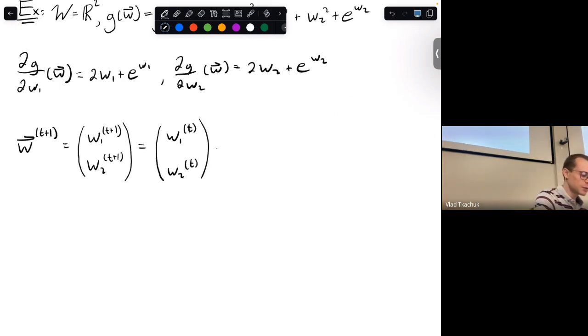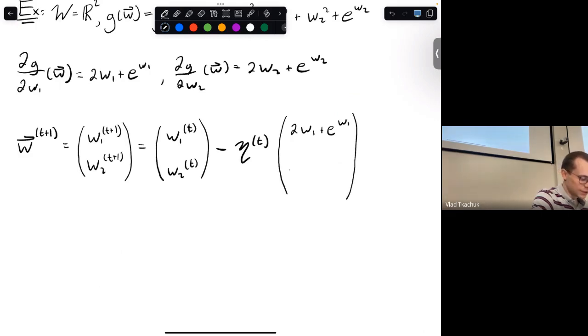And from it, we take a step, which is going to be subtracting another vector, which is exactly the amount of step we want to take. That other vector is going to be some scalar eta t, which is our step size, multiplied by the gradient. And what's the gradient? Well, it's these partial derivatives we calculated above. So it's 2 times W1 plus e to the W1, and 2 times W2 plus e to the W2. So that's our step. Oh, and the thing we're missing is that these are the values at time step t of these guys.